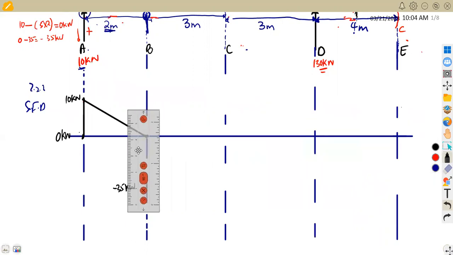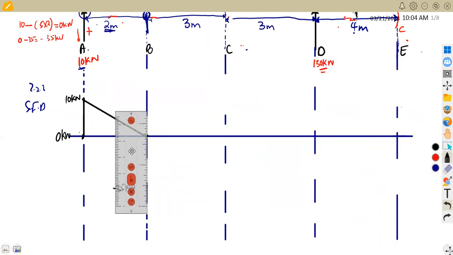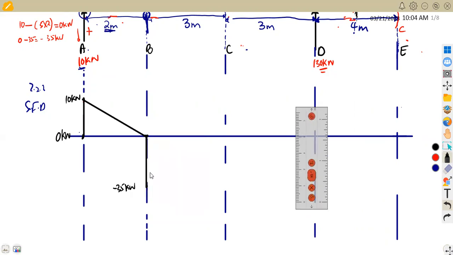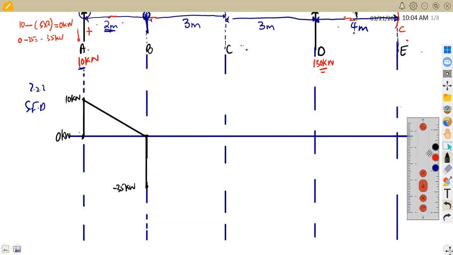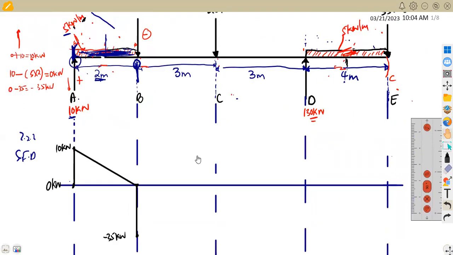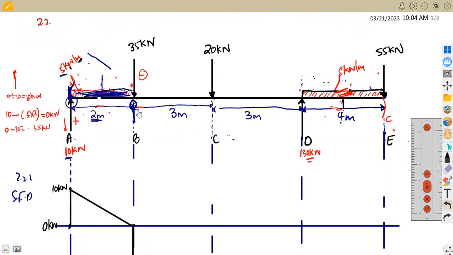So you use a suitable scale, guys, like I said. So this is what I'm going to do. Join up to this point. This is your negative 35 at this point. All right, so we're at B now. Let's check what is happening between B and C. Between B and C, there's nothing. We just have a distance of 3. So I'm just going to move 3 meters up to C.